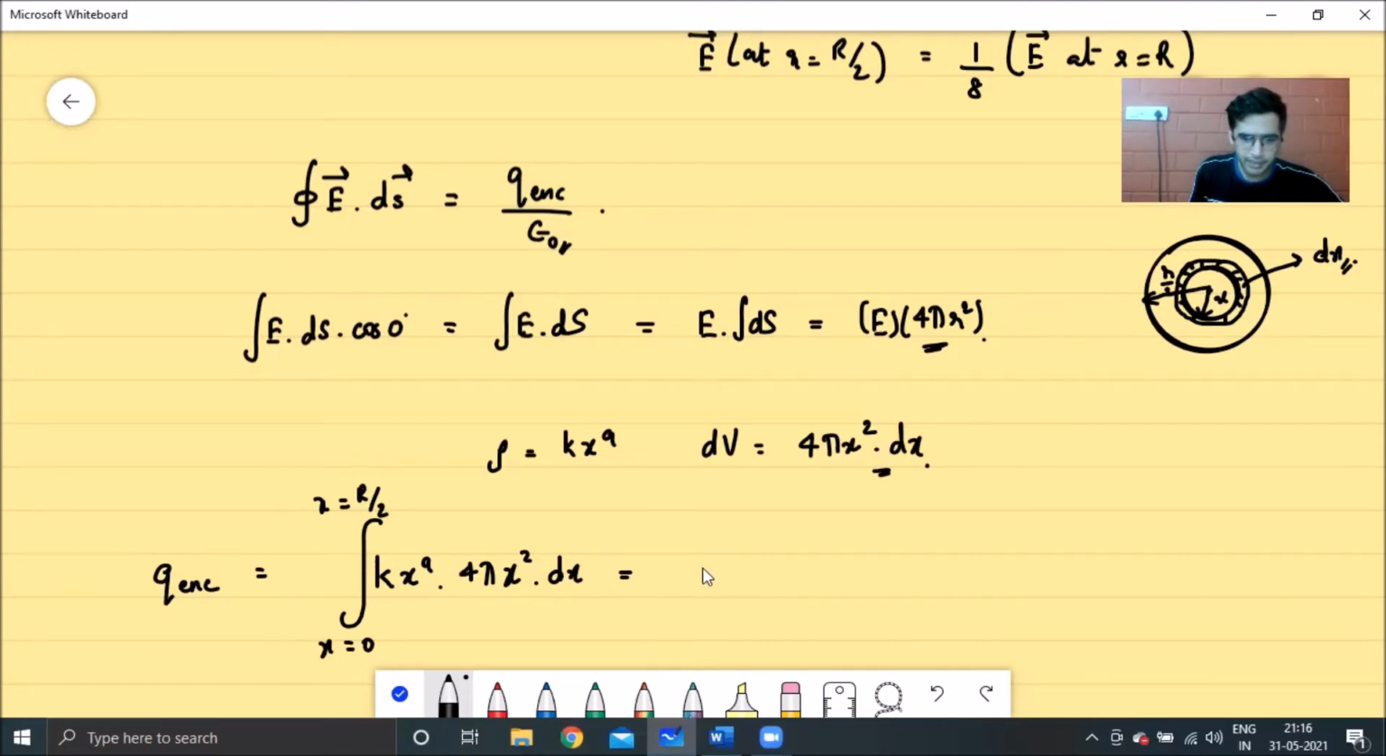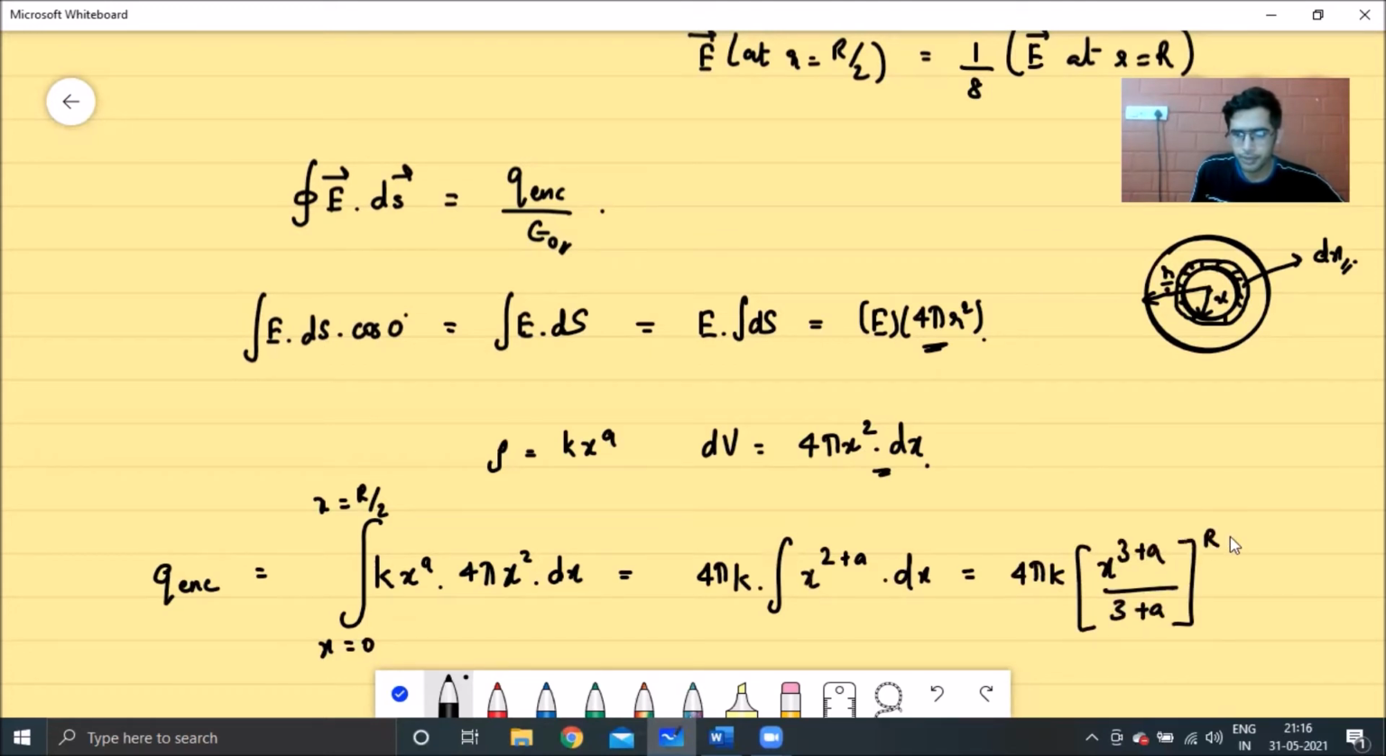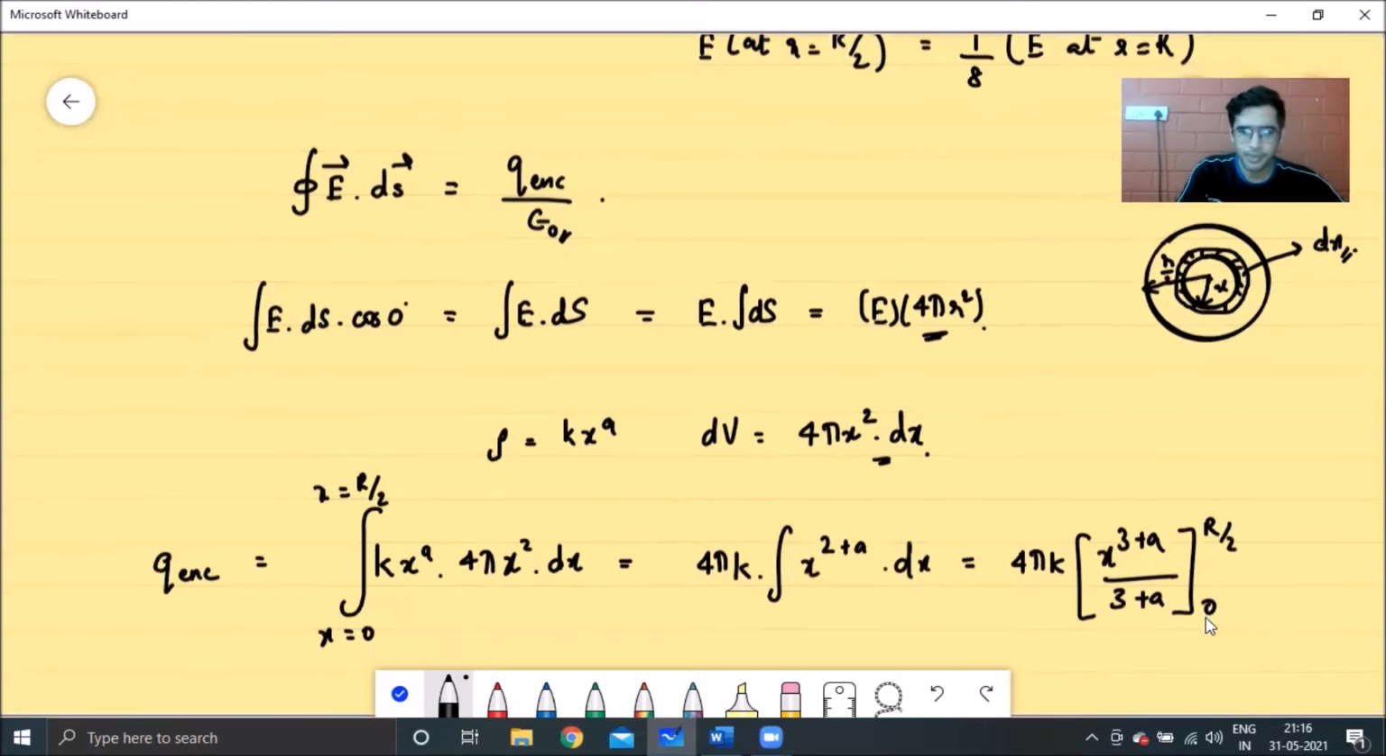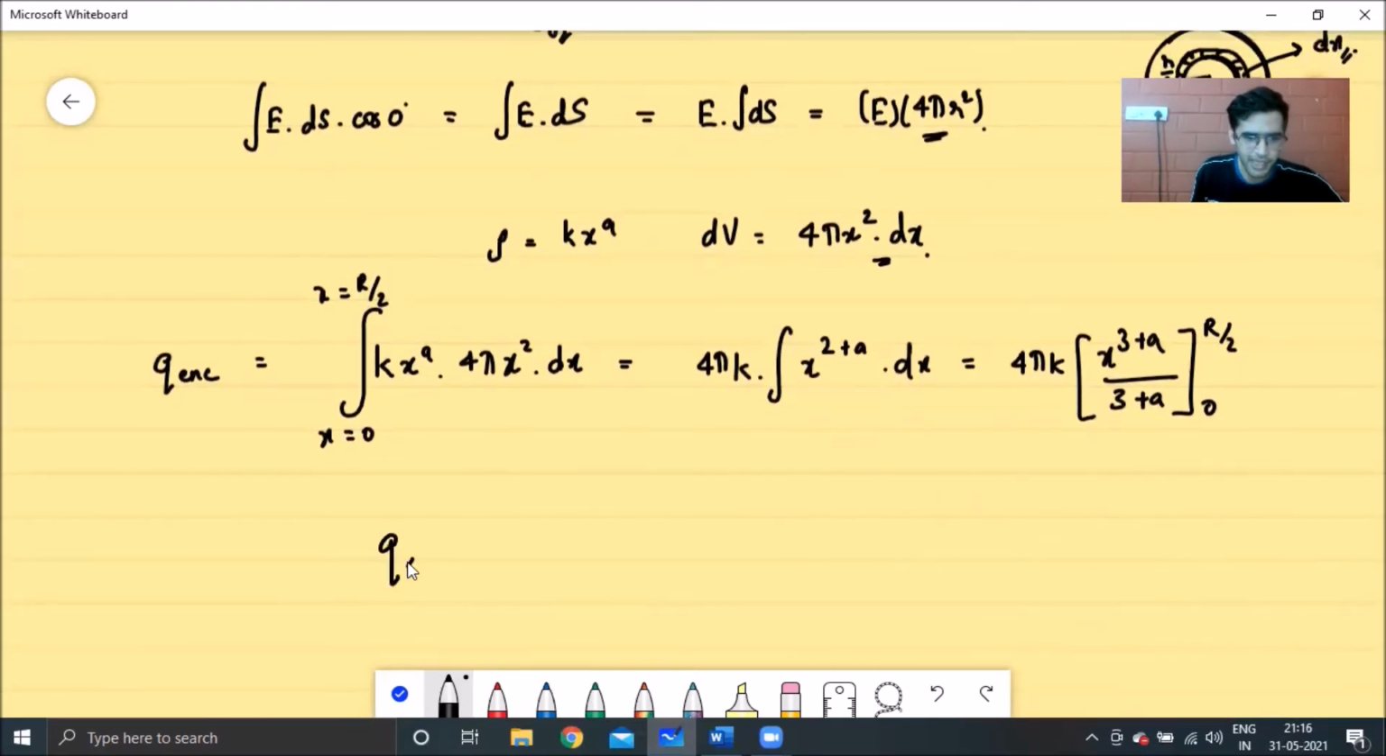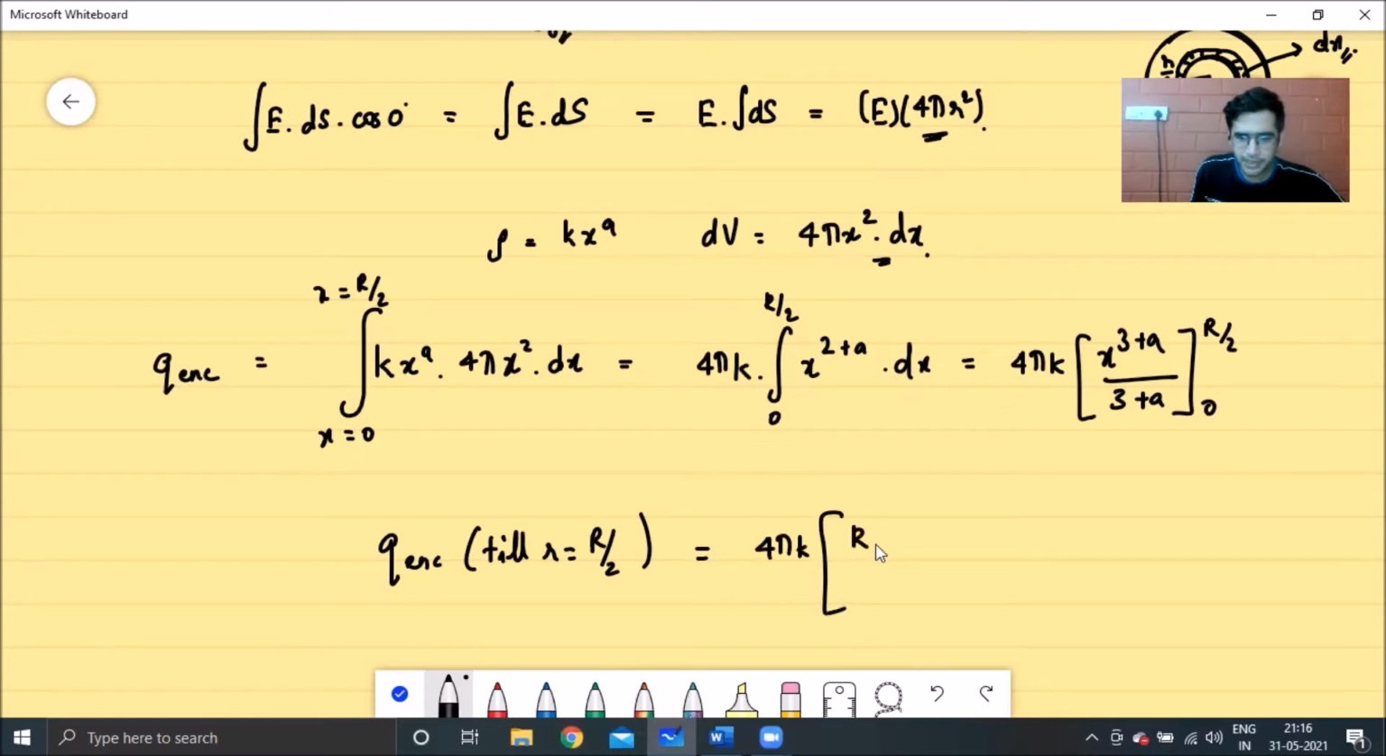Right? So on integrating this, we'll get 4 pi k integral x to the power (a plus 2) dx, which turns out to be 4 pi k of x to the power (a plus 3) divided by (a plus 3), with the limits being from 0 to r by 2. And by substituting the limits, we get the charge enclosed value. So this is the charge enclosed till r equal to r by 2, as we're taking our limits till r by 2 only. So we get this value to be equal to 4 pi k of (r by 2) to the power (a plus 3) divided by (a plus 3).